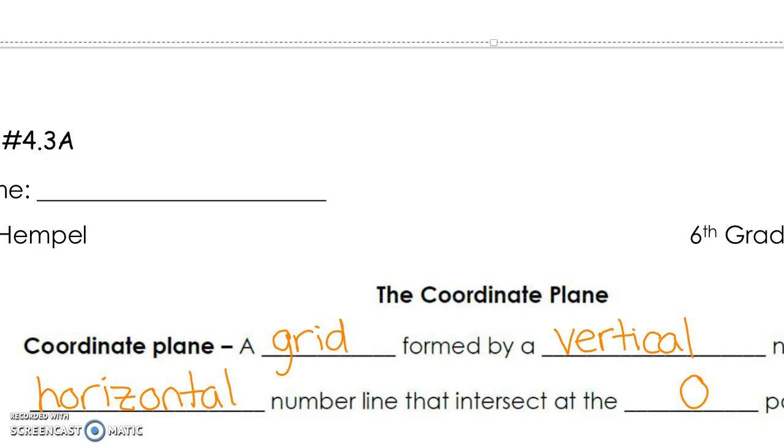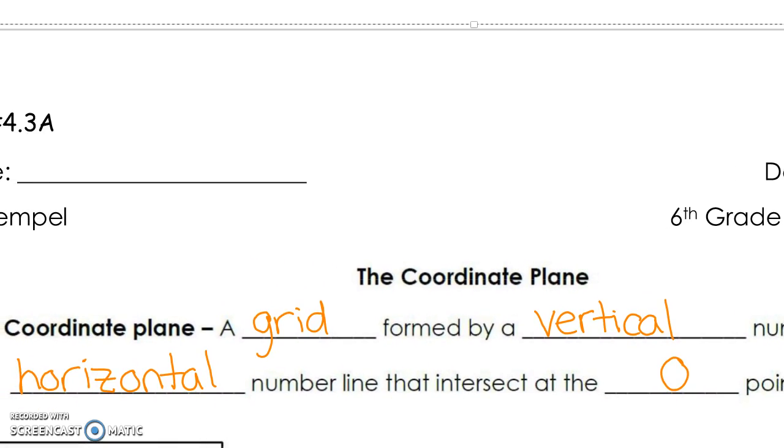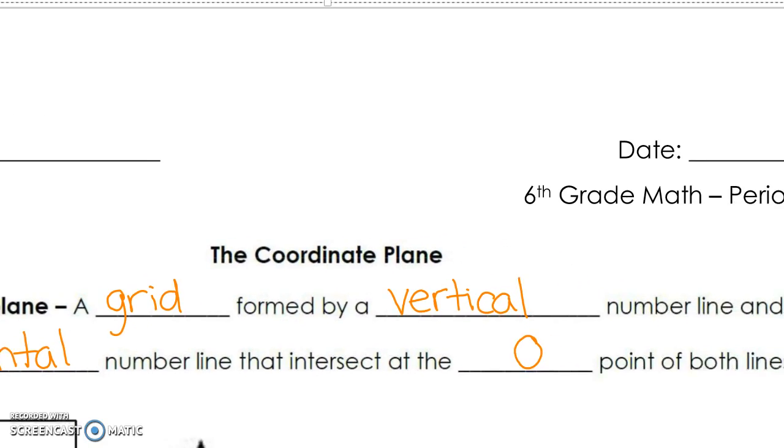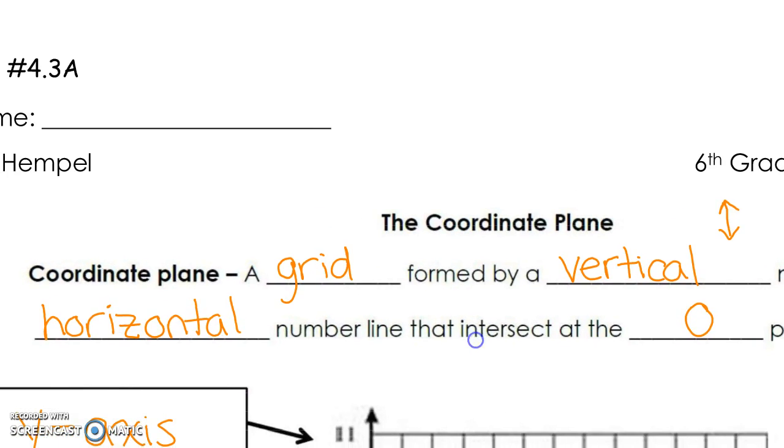The coordinate plane is a grid formed by a vertical number line and a horizontal number line that intersect at the 0 point of both lines. So when we say vertical, we're talking about a number line that goes up and down. And horizontal, we're talking about a number line that goes left and right. And both of these number lines intersect at where they start, which is the 0 point.